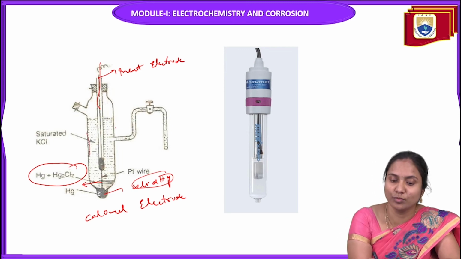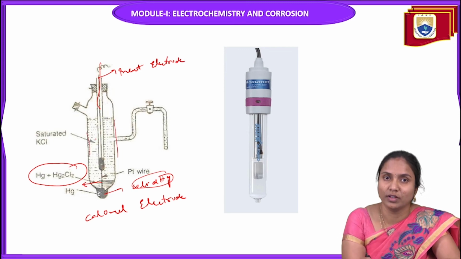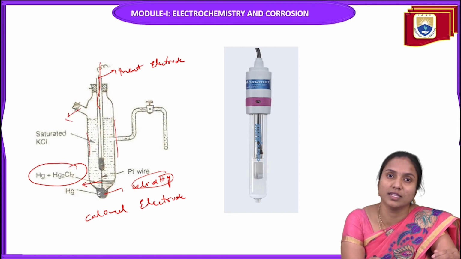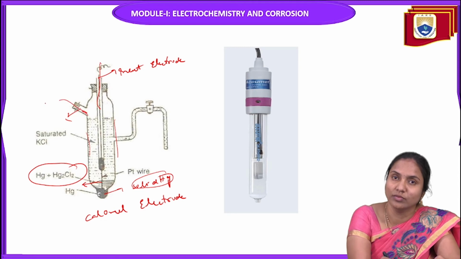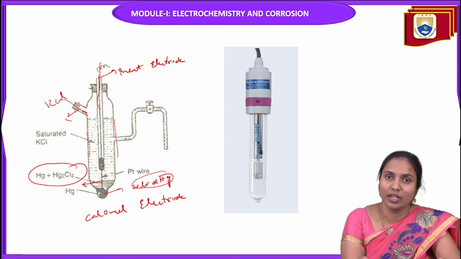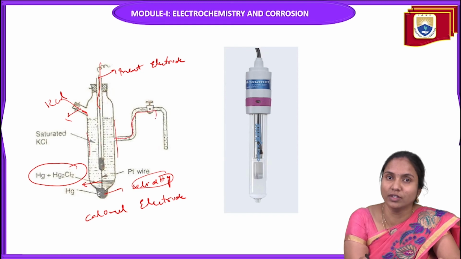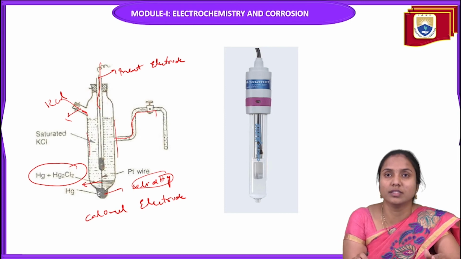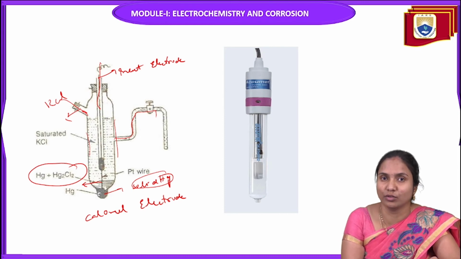And this glass tube has two side tubes. The left hand side tube allows the KCl solution into this glass tube. And the right hand side tube is used to connect the salt bridge. So what is the use of the salt bridge? To make electrical contact. So this is the construction of the Calomel electrode.